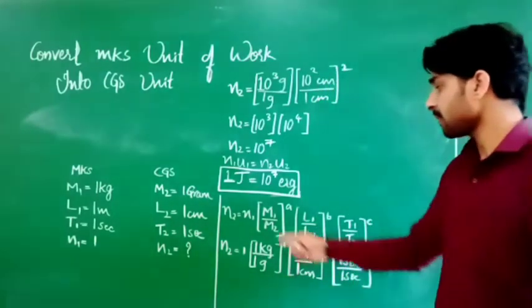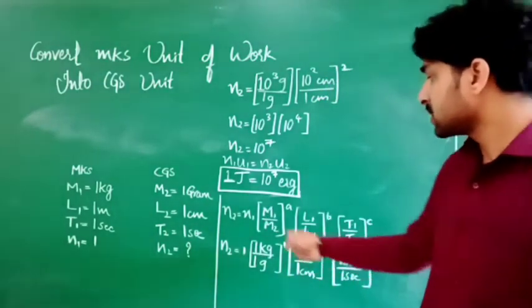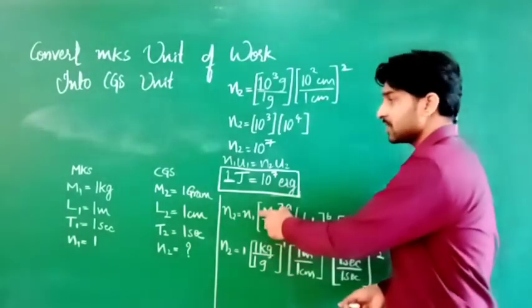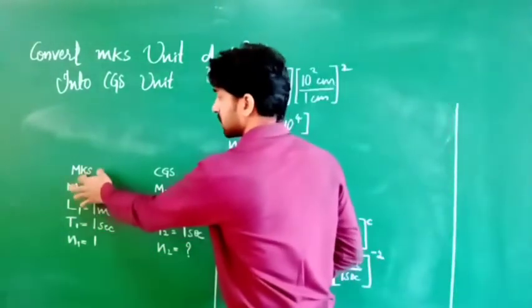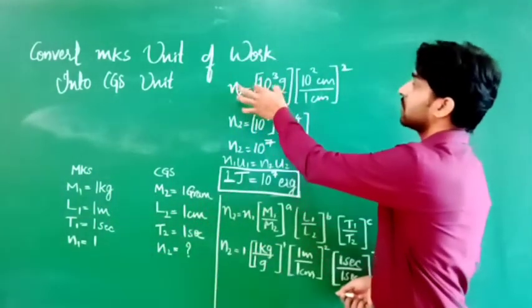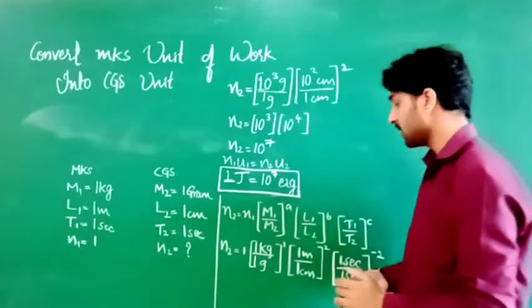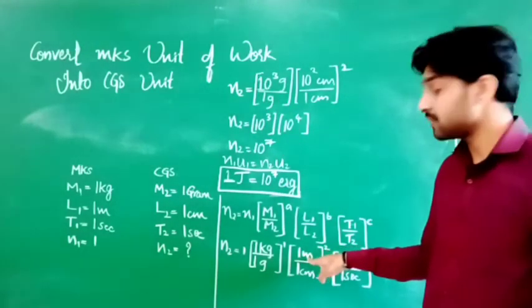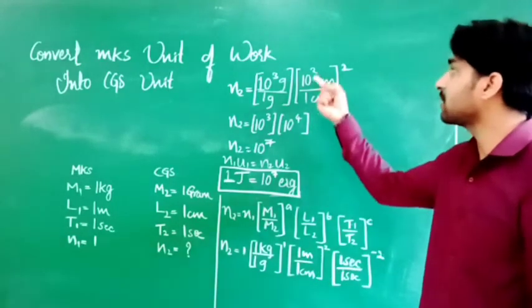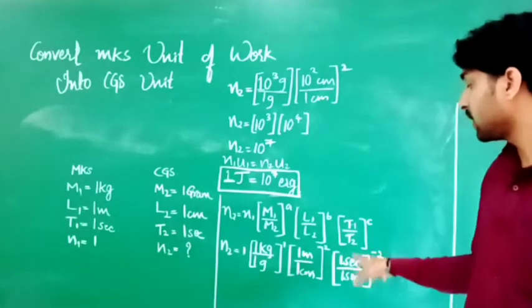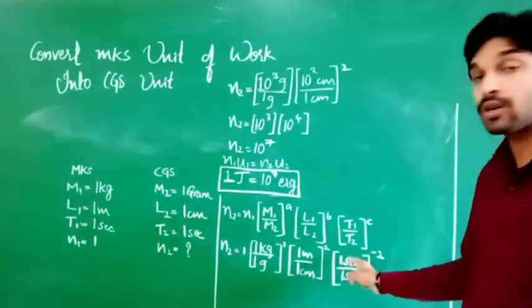Finally, by applying this formula, substitute the values and convert these units. M1 is the value in the MKS system; converting it to CGS units, that is 10 to the power of 3 grams. Here L1 is in MKS units, so 1 meter converted into CGS is 100 centimeters, or 10 to the power of 2 centimeters. T1 by T2 turns out to be 1.